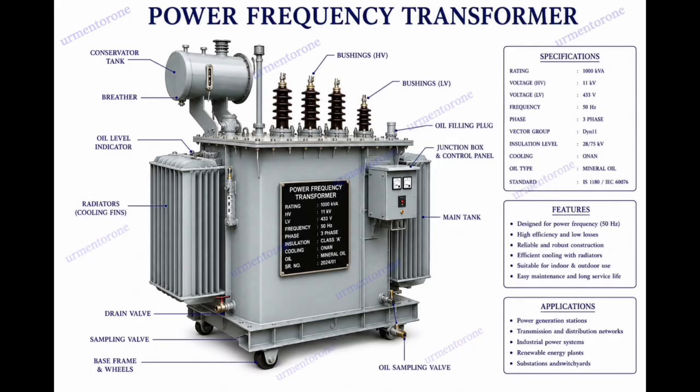First one, power frequency transformers. Power frequency transformers range from 50 Hz to 60 Hz. These are the most common transformers, designed to operate at standard utility grid frequencies. Core material used is heavy laminated silicon steel core to reduce eddy current losses.